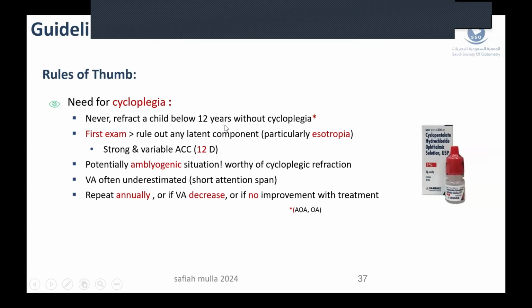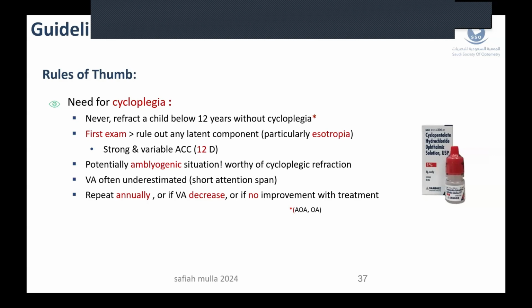So you have to be very careful with those kids, unless it's a follow-up child that you saw before and did a cycloplegia for. Any new child, you have to do the cycloplegia, especially in the first visit. It's very important because it's going to affect the result.